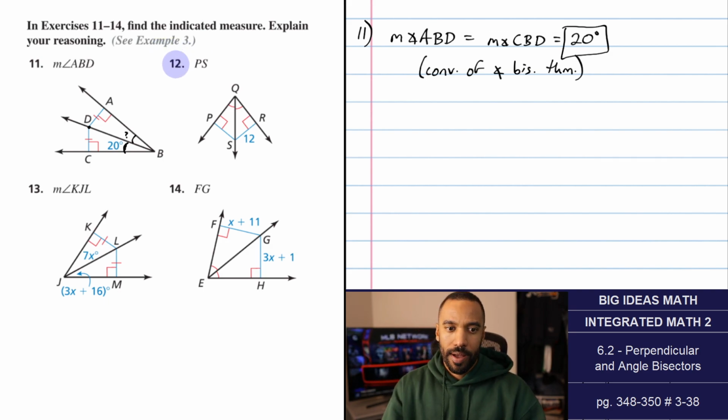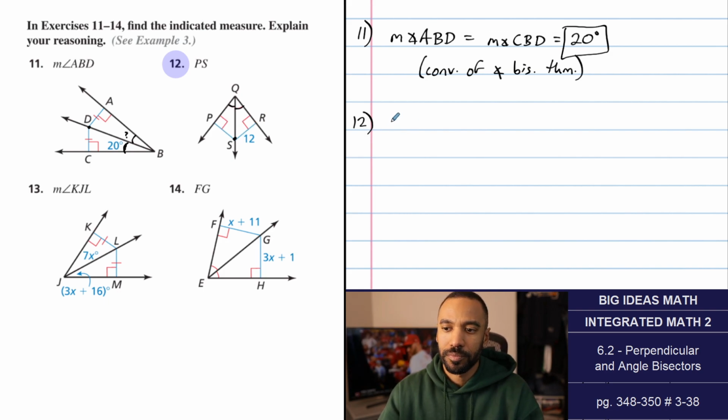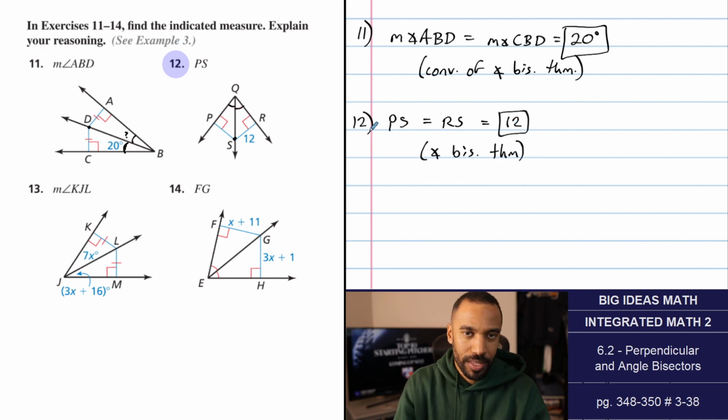All right, number 12, the length of segment PS. You can see that ray QS happens to be a bisector of angle PQR because of these two congruent angle marks there. Therefore, S is equidistant to the two sides of the angle here, meeting at points P and R, the perpendicular distances. So if the length of SR is 12, then the length of PS is also 12. So PS is the length of RS, which is 12. That is the angle bisector theorem. I'm just going to put the angle symbol. Angle bisector theorem. That's the reason that I'm providing. That's my explanation.